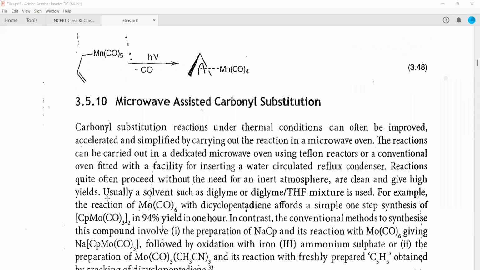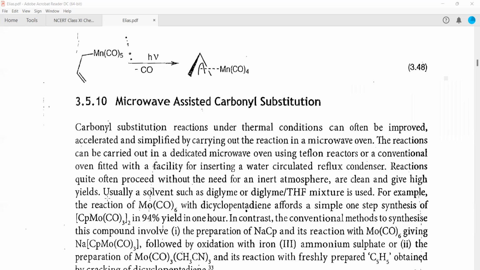This reaction can be carried out in a dedicated microwave oven using a Teflon reactor, or a conventional oven fitted with a facility for inserting a water circulated reflux condenser. So basically, you need to carry out the reaction under microwave conditions. The reactions quite often proceed without the need of an inert atmosphere, are clean and give high yields. It is also very fast because microwave radiation is quite high in energy. Usually a solvent such as diglyme or a diglyme-THF mixture is used.